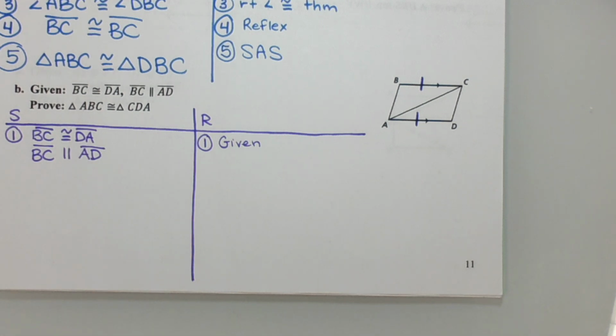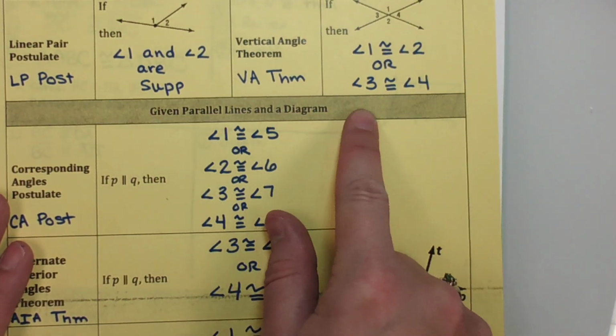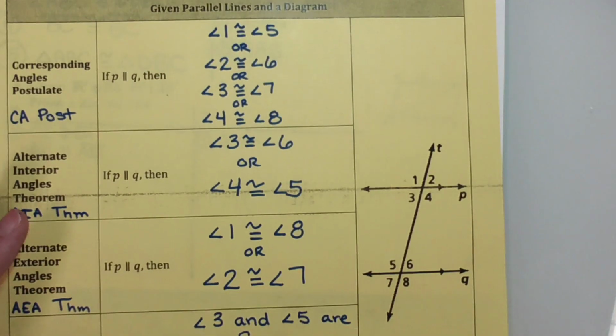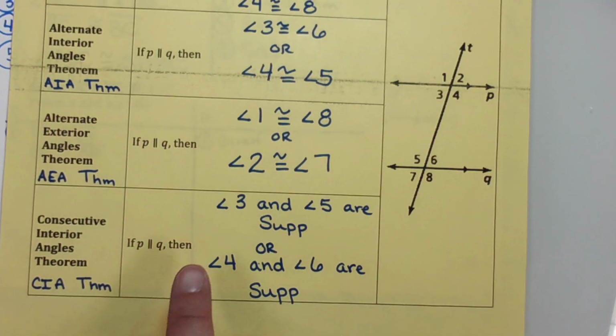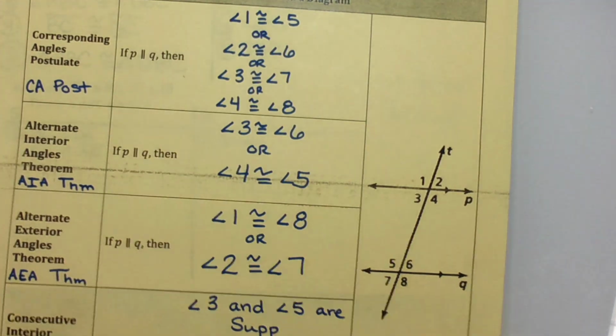Which postulate sheet has parallels on it? Not orange. Not green. Yellow. Yellow's got parallels. It's got an entire section that talks about given parallel lines and a diagram. It's our corresponding, alternate interior, alternate exterior, and consecutive interior angles. So, we're going to look for some sort of an angle pair.